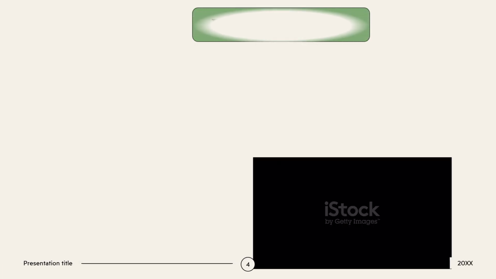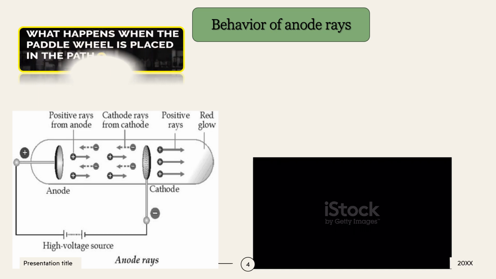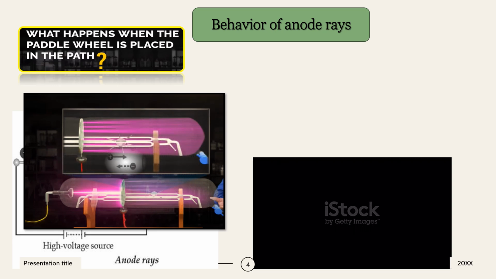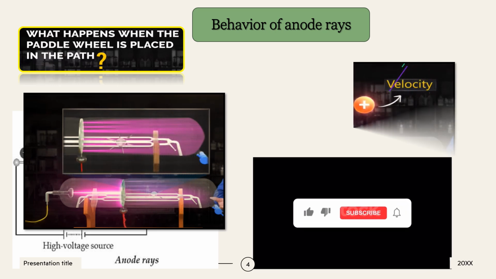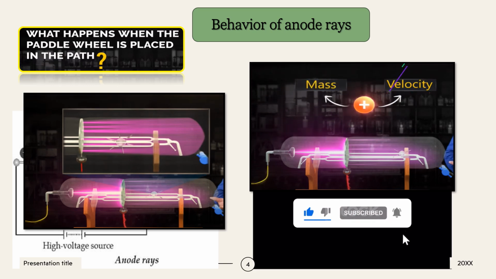Now, they wanted to know the behavior of these anode rays. So, they did some experiments. First, they placed a paddle wheel backside of the cathode. So, what happens when they place a paddle wheel backside of the cathode? As expected, the paddle wheel will start spinning. So, they found that these anode rays are made of particles which have mass and velocity.